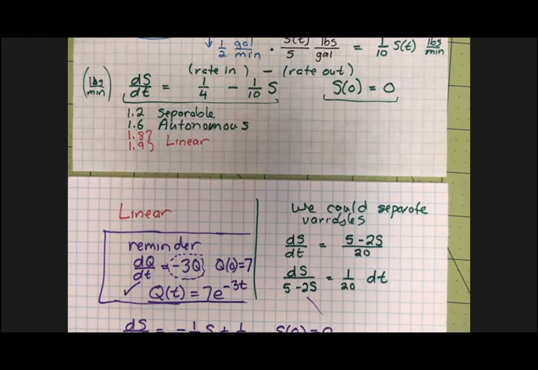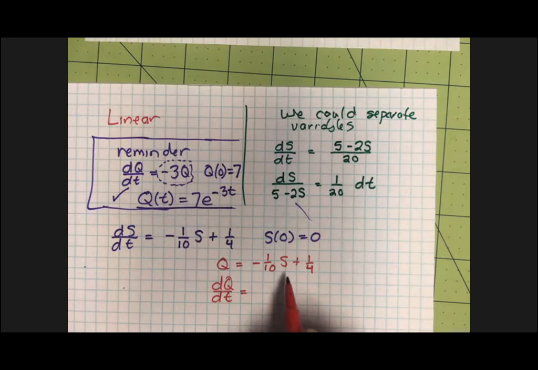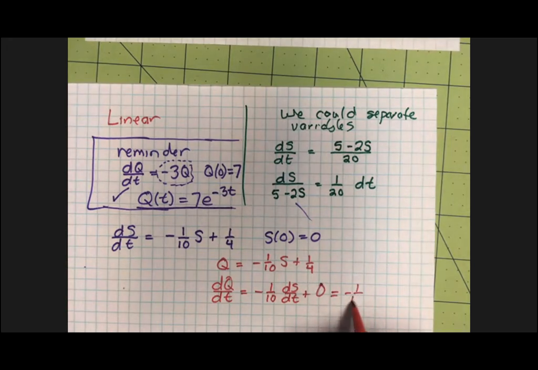Well, I do this by doing a linear substitution. What if I let q be minus 1/10 s plus 1/4? Tell me what dq dt is. If q is minus 1/10 s plus 1/4, then dq dt means you differentiate this right-hand side with respect to t. Now, s is a function of t, so this is minus 1/10 ds dt. And this is derivative 1/4, 0. That's just minus 1/10 ds dt. So dq dt is minus 1/10 ds dt.